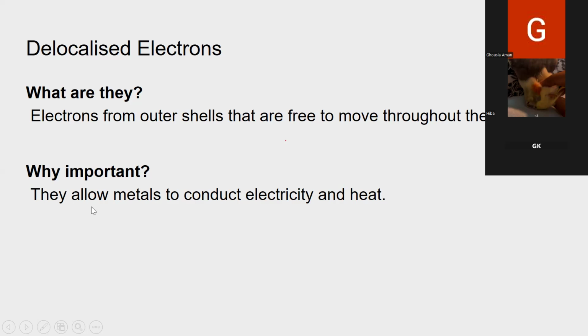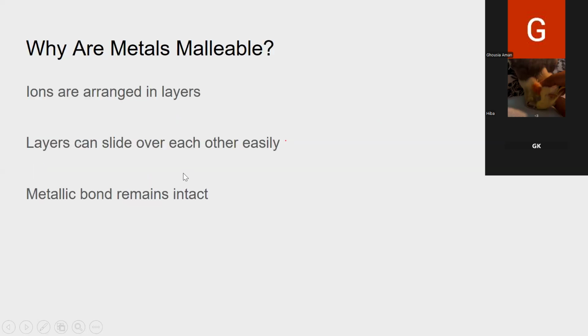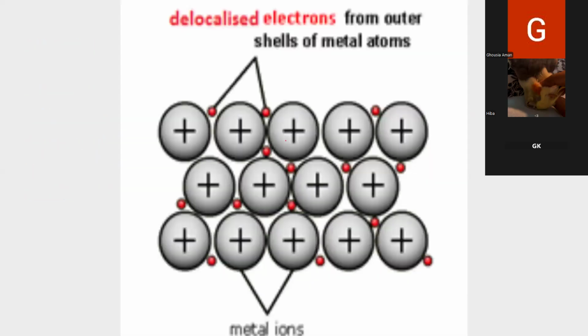And this makes metal a good conductor of heat and electricity. Why? Because the free moving electrons act as a medium to conduct electricity. Then there are some other properties: metals are malleable and ductile. Now understand here. What is the meaning of malleable? Metals can be bent easily. What is the meaning of ductile? They can be stretched into thin wires.